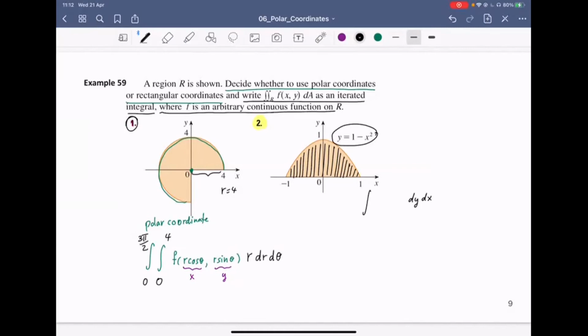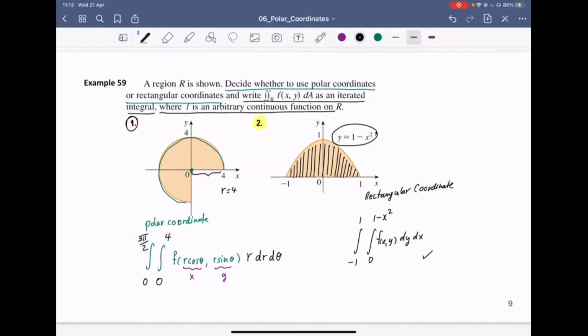And then when you do that, you're going to integrate f(x, y) dy dx. Oh, I need more space, so I'm going to move it down here. y is going to start from y equal to 0 to y equal to 1 minus x squared, right? And x is going to be negative 1 to 1. Well, this is just so simple. We're going to use the rectangular coordinates for number 2 here.